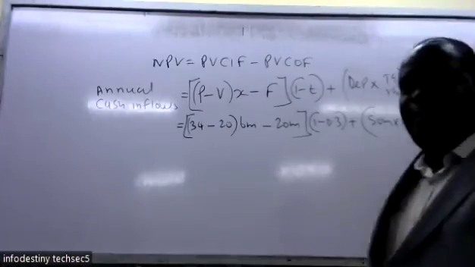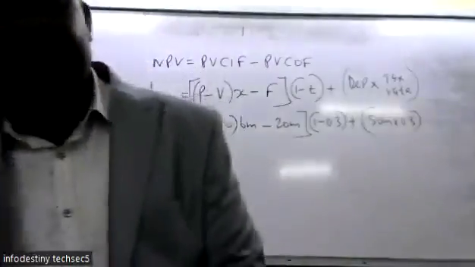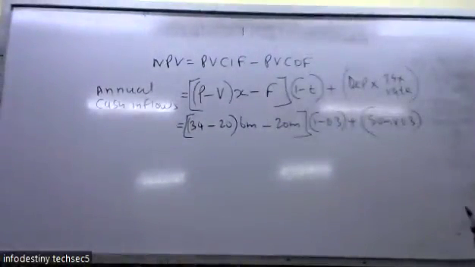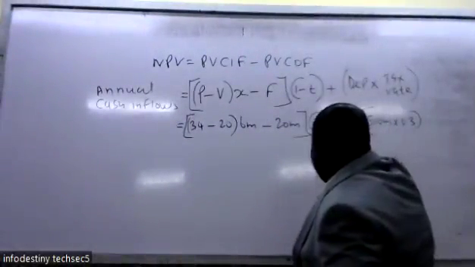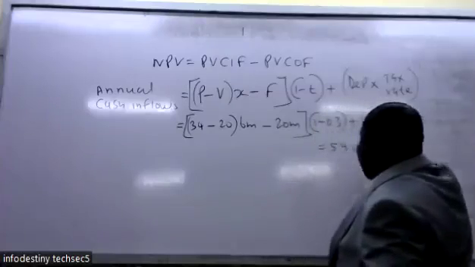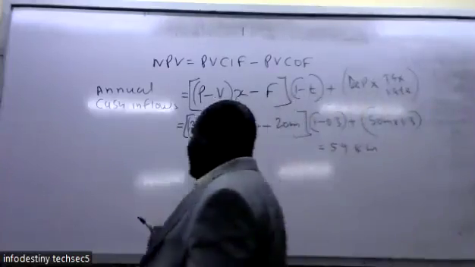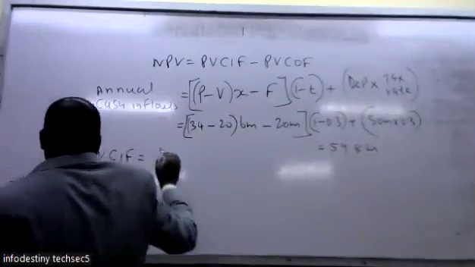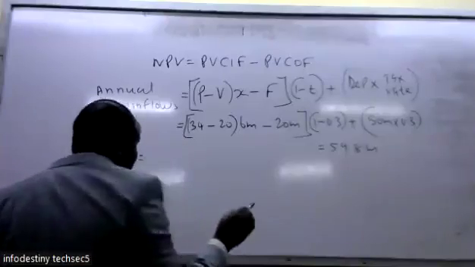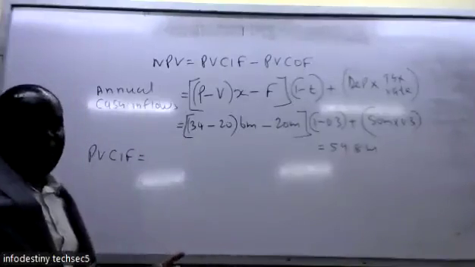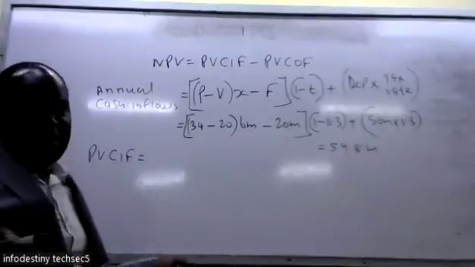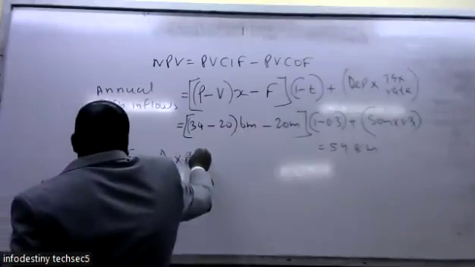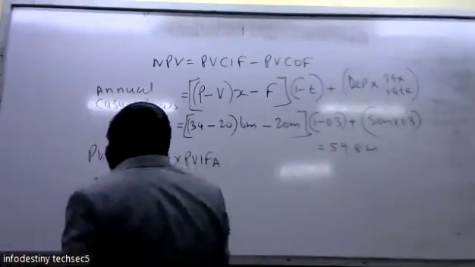So how much is it? 59.8. So once you get the 59.8, now we can get our NPV. We get the present value for the cash inflows. Those cash flows are the same every year for the 5 years, so it is an annuity. So you take the annuity multiplied by the present value interest factor for the annuity.